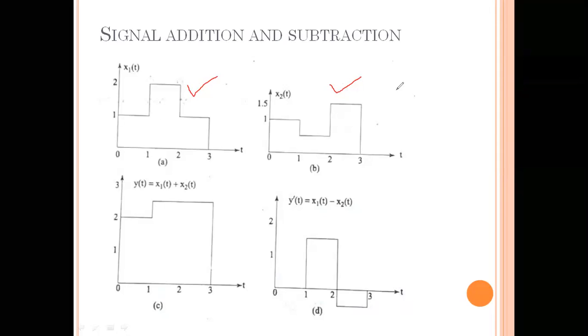So see here clearly. x1 of t is equal to 1 from 0 to, okay, somebody has raised some doubt.